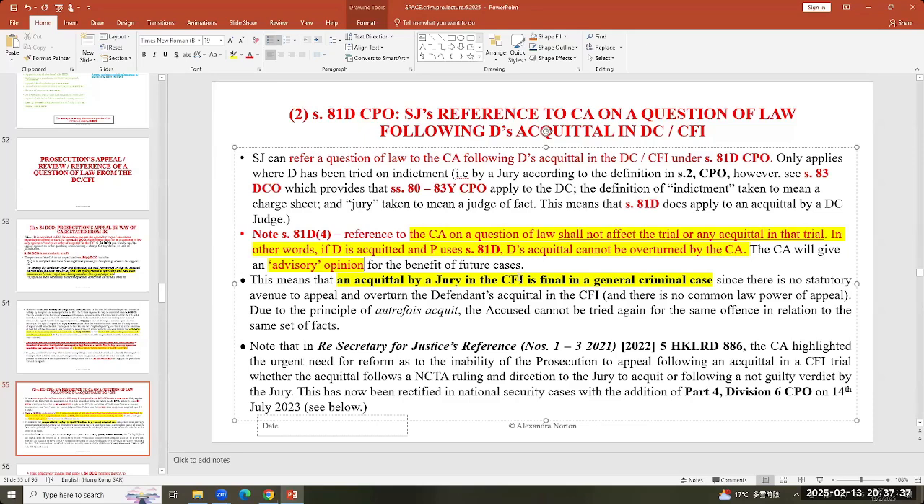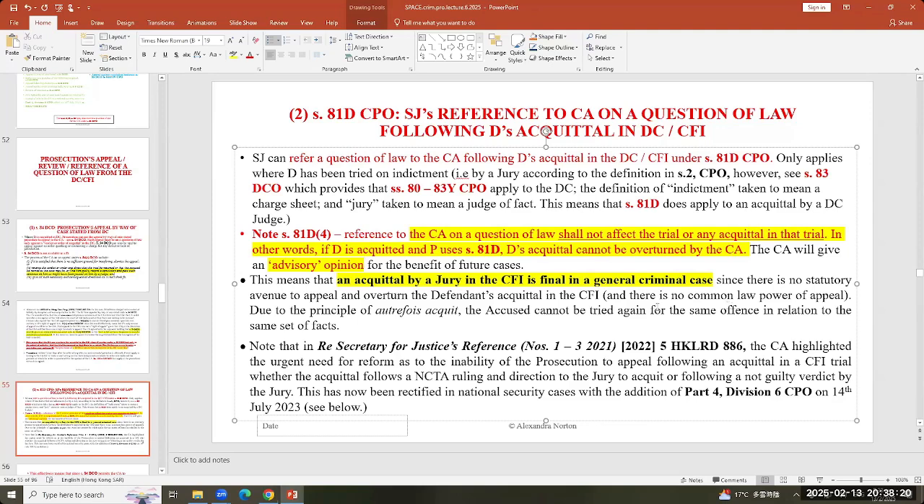So if a jury in the CFI has acquitted the defendant, that acquittal is final, cannot be overturned. All that the SJ can do is refer a question of law to the CA, for the CA to reach an opinion for future cases. But the defendant can run out of the courtroom door, whooping and high-fiving his team, he's home free, if the jury acquits. If he's acquitted in the district court, Section 81D also applies, but remember, it doesn't overturn the acquittal. It's only a reference on a point of law.